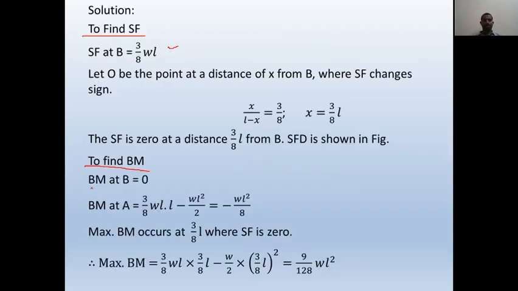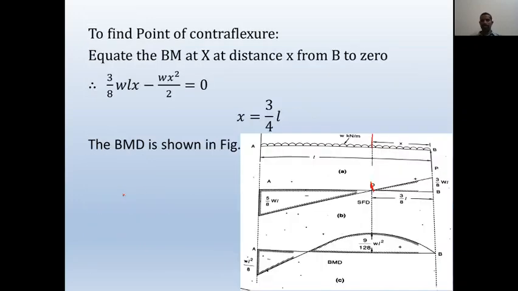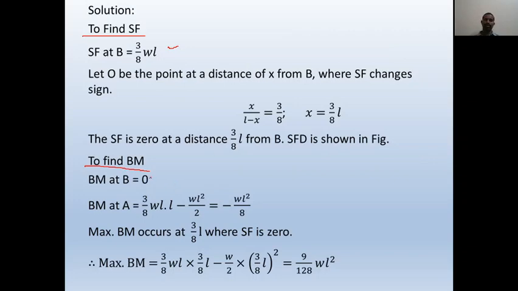Next, coming to bending moment, let us calculate the bending moment at B. Exactly at the end B, the bending moment will be 0 because the distance is 0. Even though there is a point load acting, the bending moment is always 0.